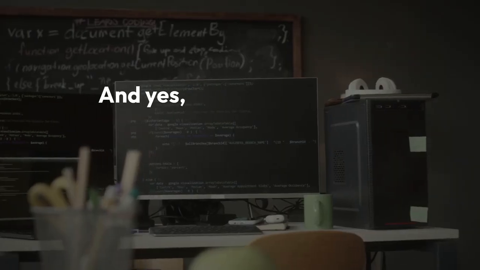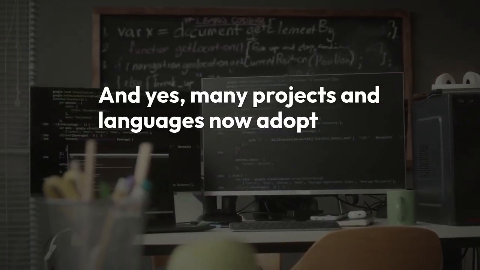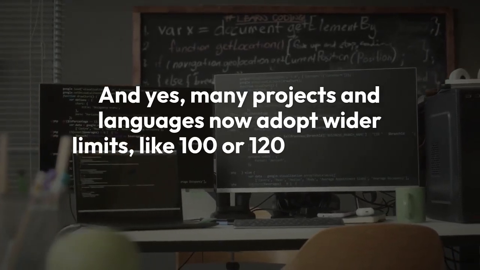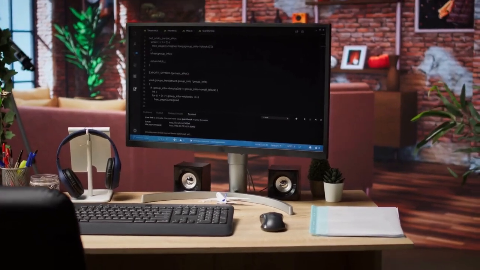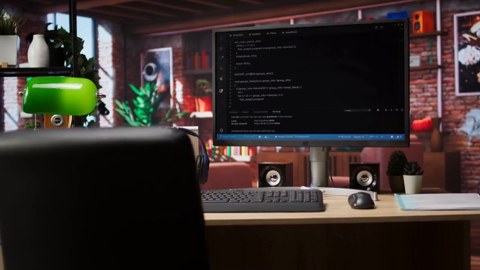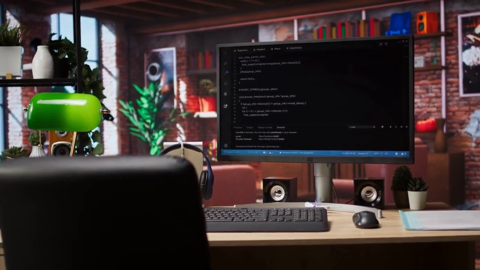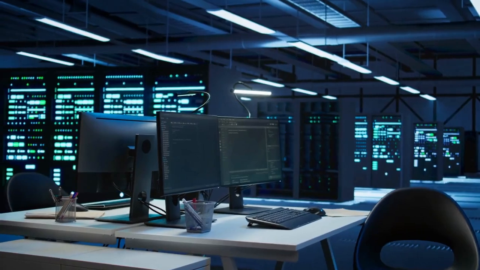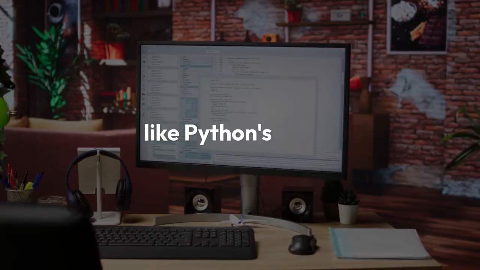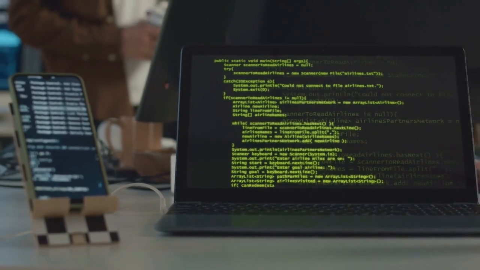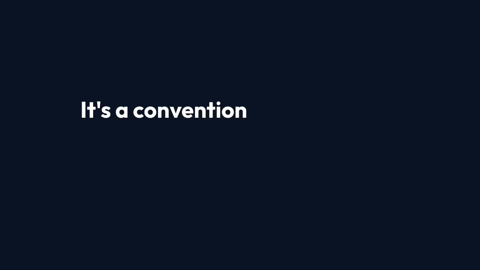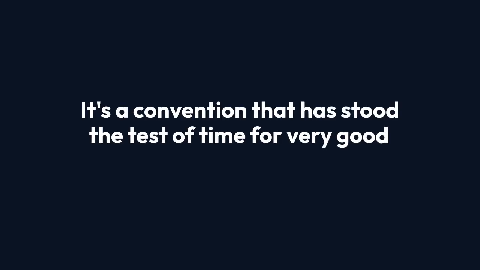Of course, with today's massive monitors, some argue that the 80-character limit is outdated. And yes, many projects and languages now adopt wider limits, like 100 or 120 characters, or even more flexible approaches. However, the core principles of readability and maintainability that the 80-character limit promotes are still highly valued. It remains a strong recommendation in many popular style guides, like Python's PEP 8, because its benefits, particularly for consistent formatting and easier code review, are undeniable. It's a convention that has stood the test of time for very good reasons.